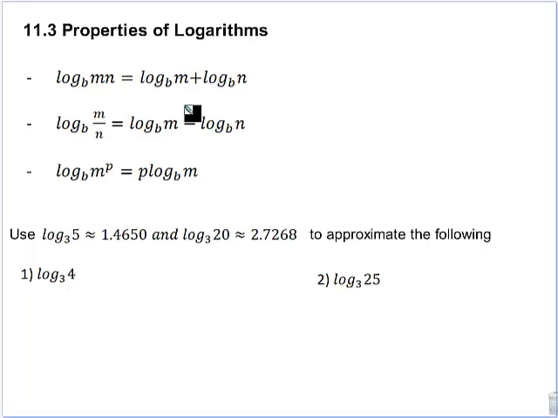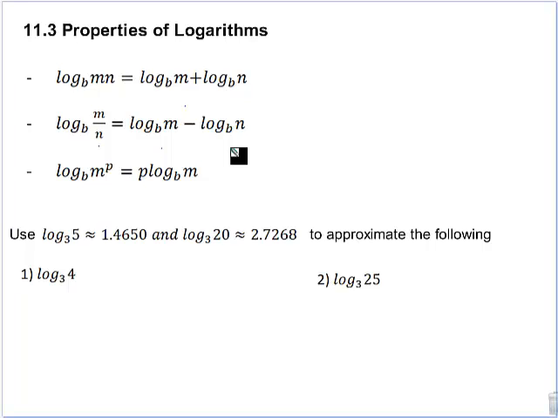Log base b of m over n, so now we're dividing our logarithms. This is the same thing as subtracting them. Log base b of m minus log base b of n. Okay, so when we divide on the inside, it's the same thing as subtracting. These two actually look a lot like our exponentials, right? When we multiplied, we added our exponents. When we divided, we subtracted our exponents. So it's that same relationship. It's just inside logarithms now.